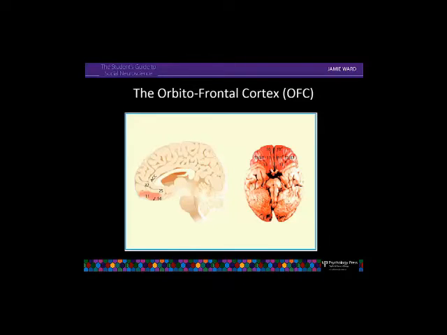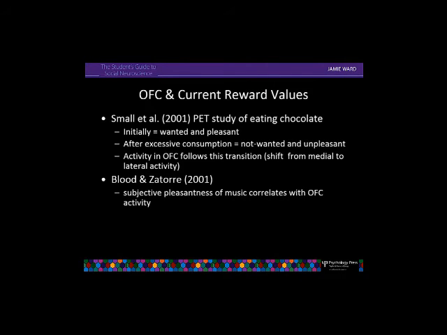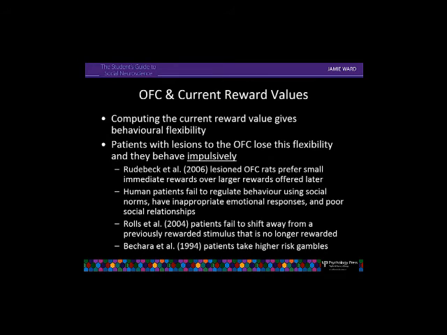Yeah. You've got the study about eating chocolate, and also things like the subjective pleasantness of music. There's something called the chills that you can have in certain musical crescendos, where you feel this on your body, and this is the sort of thing that you get here. So that's what the orbitofrontal cortex has done.